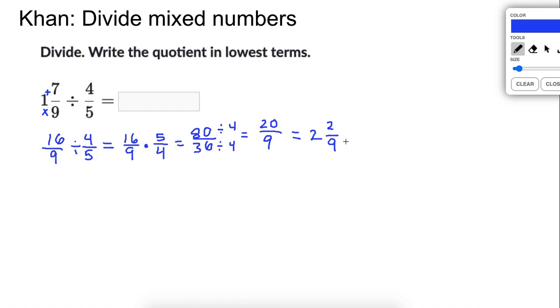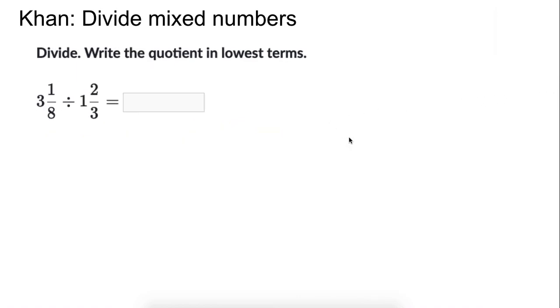So either one of these answers, and again, remember, if you put it in as a mixed number, you'd put in the 2 and then put a space and 2/9. That's the way you put in mixed numbers in Con. But either one of these answers would be acceptable. Con will accept either one of those. Okay. Let's go on to our next one here.